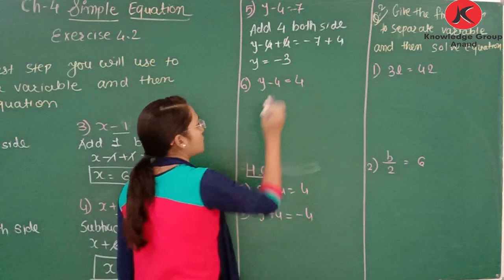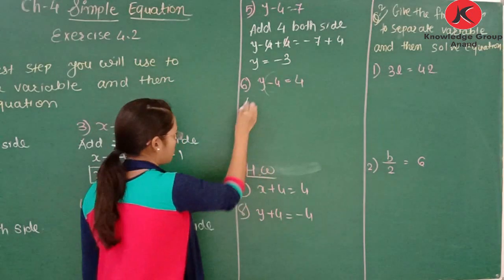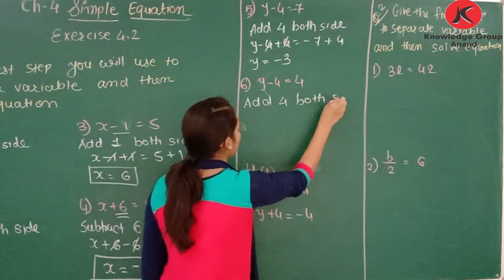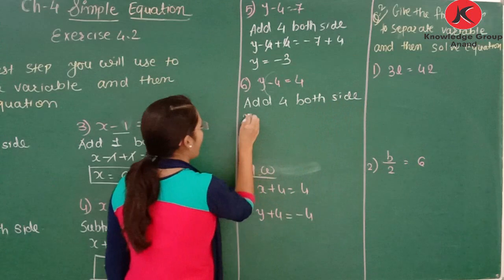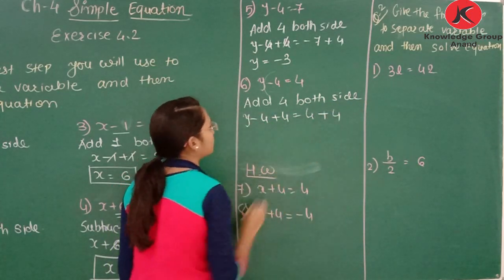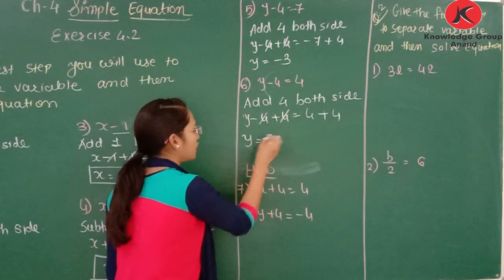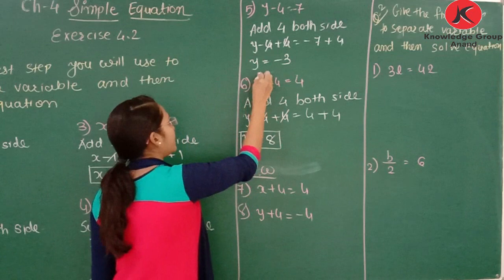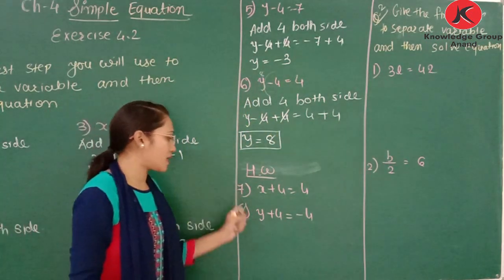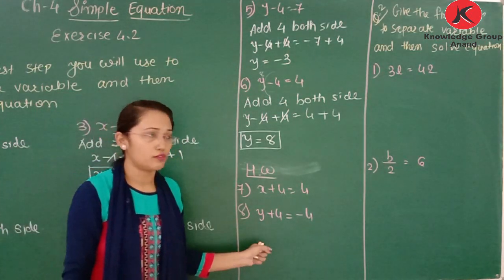Y minus 4 is equal to 4. To remove this 4 we need to add 4 on both sides. So y minus 4 plus 4 is equal to 4 plus 4. Minus 4 plus 4 cancels, so y is equal to 8. If you write 8 here, then 8 minus 4 is the same. Questions number 7 and 8 will be your homework that you need to try by yourself.